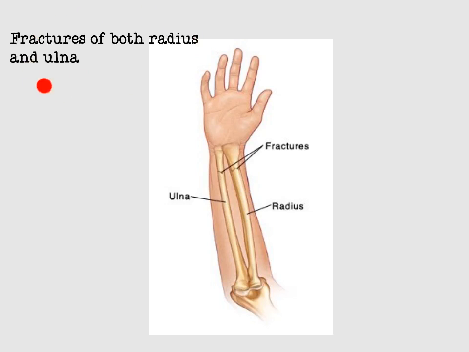Fractures of both radius and ulna. Your forearm is made of two bones, the radius and the ulna. In most cases of adult forearm fractures, both bones are broken.